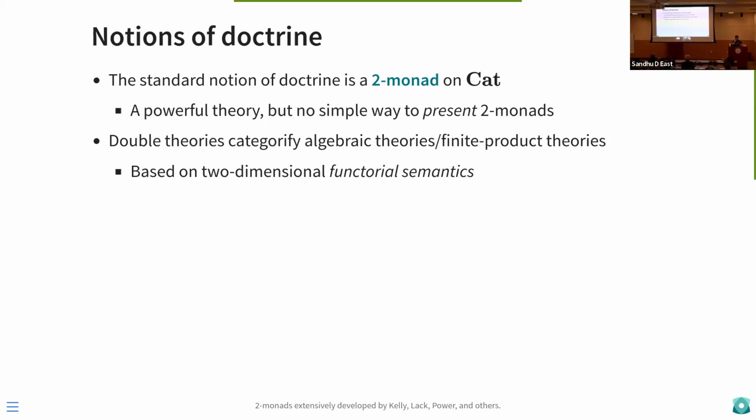So people have worked on doctrines in the past. I want to spend a little time just situating this. The standard notion of doctrine that has appeared in the literature is something called a two-monad. So it's a categorification of a monad on Cat. And this theory has been extensively developed by the Australian school, people like Kelly and Lack and their collaborators and students.